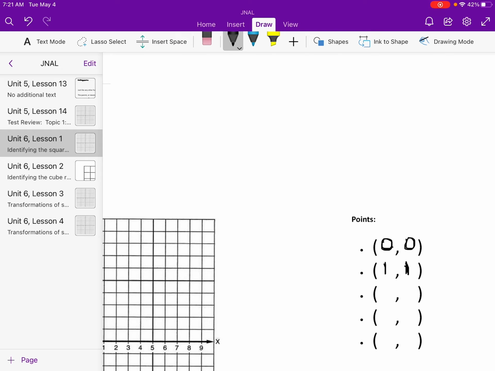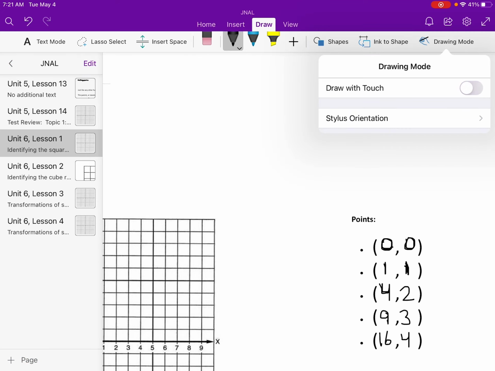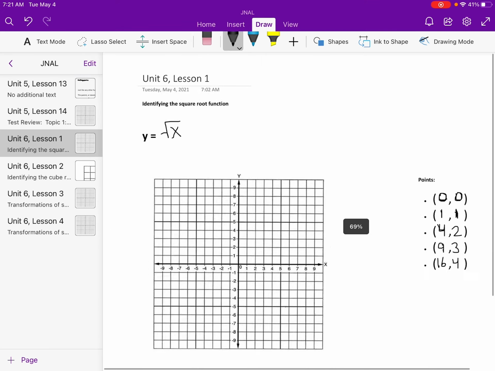If you have 2 for the x, you could take the square root of 2, but I don't need to do that right now. So let's just keep it on perfect squares. So 4, that would be 2. 9, that would be 3. And then 16, that would be 4. So those are the points on the default square root function. It only stays in the quadrant where both the x and y are positive, unless you had a reflection, which we'll talk about in transformations.